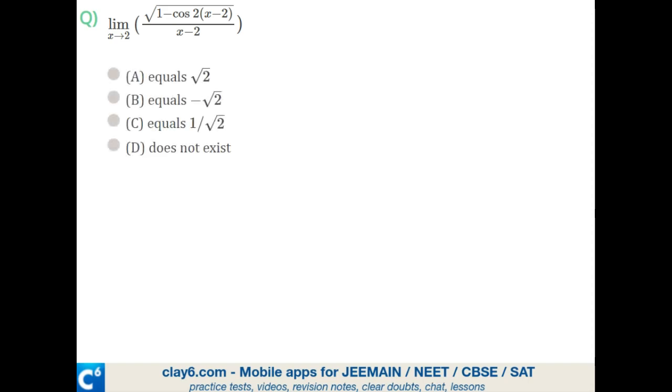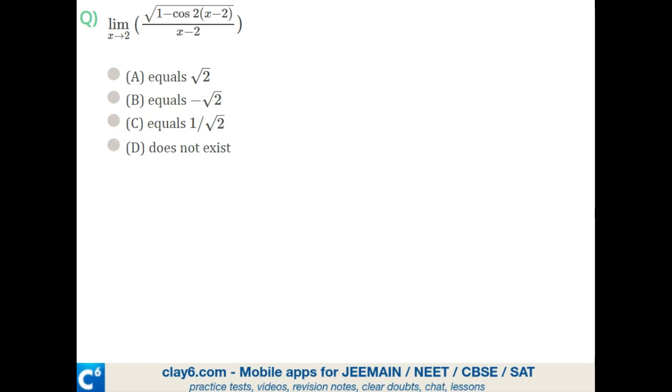When you look at this, you obviously cannot apply x equal to 2, because if you do that, you're going to end up with a 0 by 0 situation. And that is good, because then we can apply L'Hospital's rule. We'll come to that. Before that, we see that it is the square root of 1 minus cos 2 theta. So here is where we use our knowledge of trigonometry.